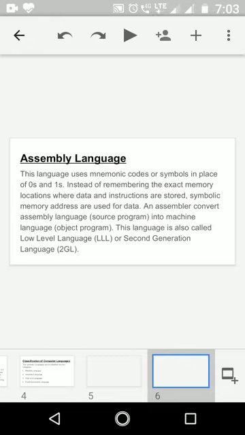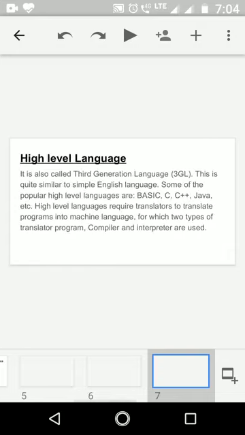Assembly language is also regarded as low level language and is also known as second generation language, 2GL. Next comes high level language. It is also known as third generation language, 3GL.